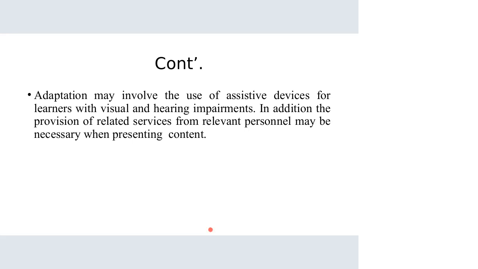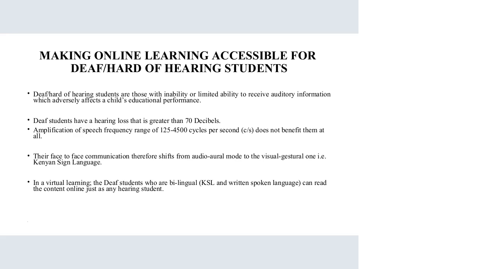Next. Let us move to how do we make online learning accessible for the deaf and hard of hearing learners. Deaf and hard of hearing students are those with inability or limited ability to receive auditory information, which adversely affects a child's educational performance in your class. Deaf students have a hearing loss that is greater than 70 decibels. And the amplification of speech range of 125 to 4,500 cycles per second may not help them at all, meaning they cannot learn as you speak, meaning we must present that content in another mode for them to learn well.